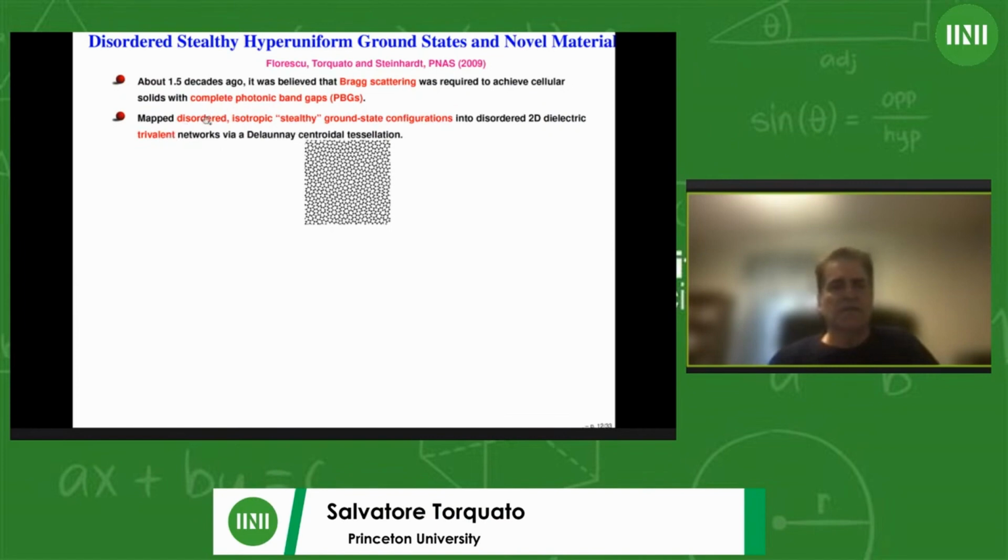But what we did was we took these stealthy disordered patterns from this collective coordinate procedure that I just described, which is an optimization procedure. And then we mapped them into networks, dielectric networks. We did a particular type of tessellation called a Delaunay centroidal tessellation, which is not the normal Delaunay, okay? Anyway, so here's a picture of the network.